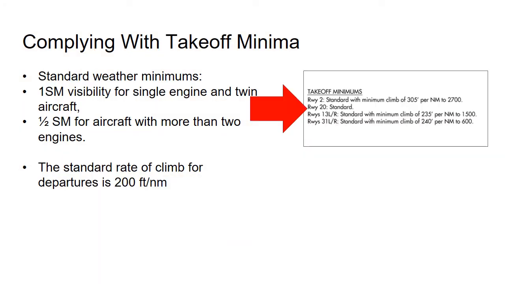You can find takeoff minimums on the same page as your departure procedure or on the SID. If standard minimums apply, then it will just say standard. So you need to memorize these if you're going to operate under 135 or 121, or if you're going to commit to these minimums for yourself. For aircraft like ours, the minimum weather is just 1 mile visibility and no ceiling.